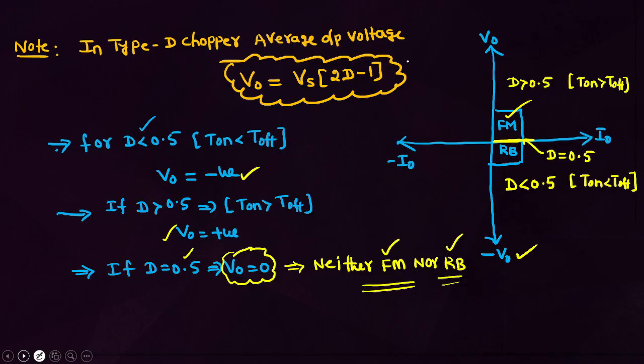In type D chopper, the average output voltage formula is also very important. V0 equal to Vs into (2D minus 1). That you have to remember. Only for type D chopper is this average voltage formula important. And this is also very important.